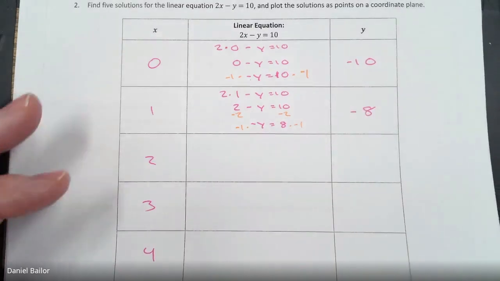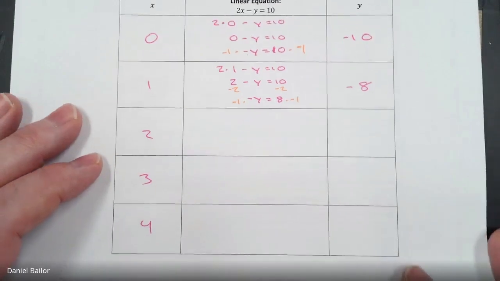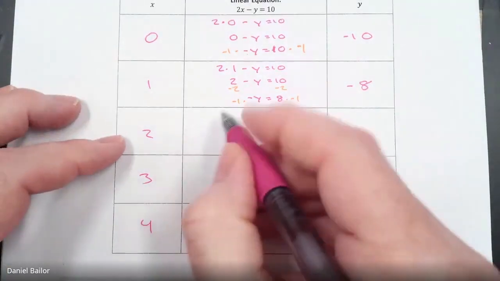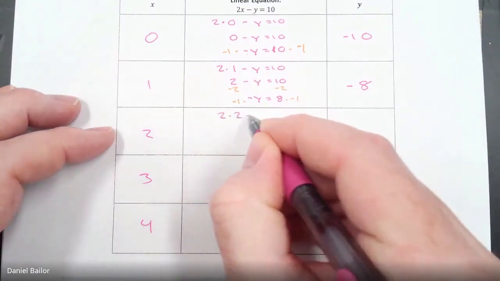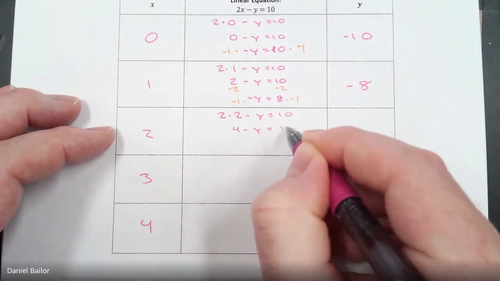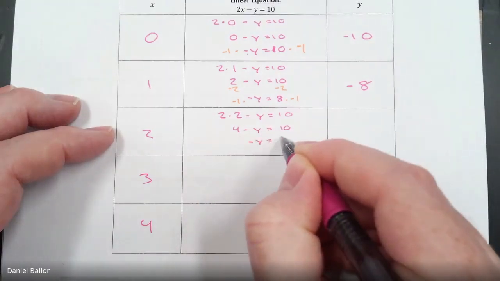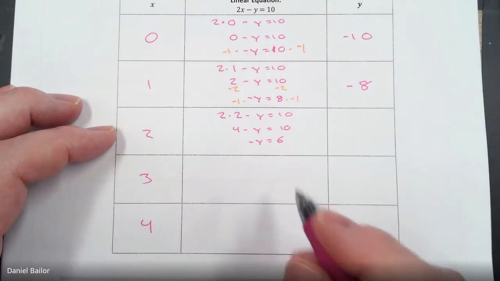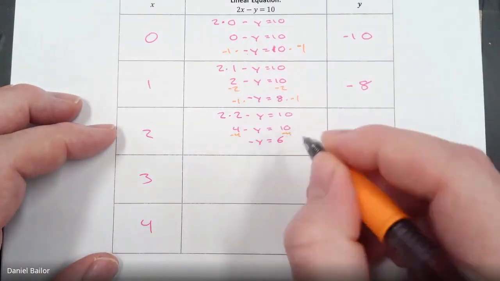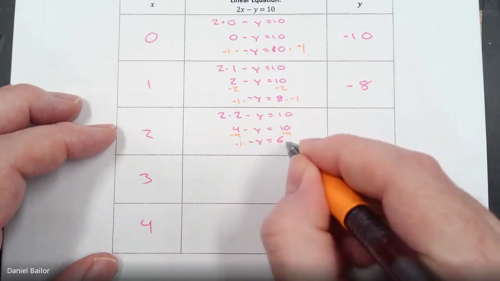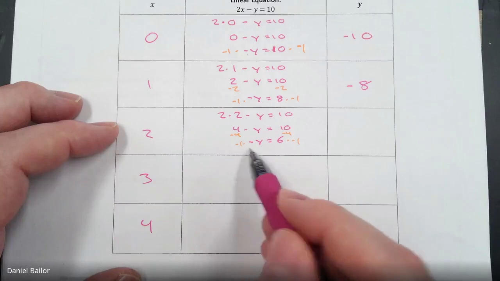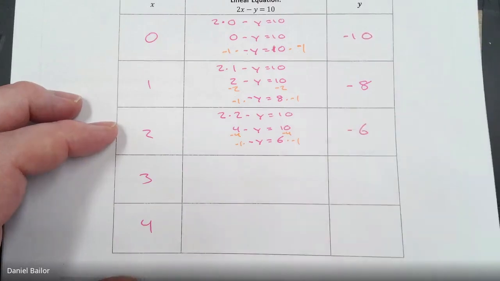Now this is a linear equation, so maybe you already figured out the pattern. This time it's 2 times 2 minus y equals 10. 4 minus y equals 10. Negative y equals 6 after we do the subtraction property of equality, minus 4 to both sides. Then again, we need to multiply by negative 1 to make y positive, so it turns into negative 6.